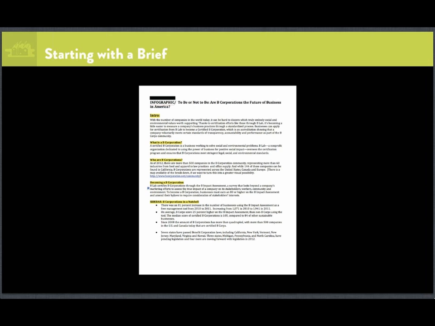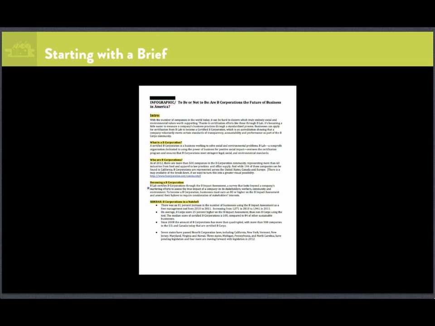Yeah. What we do with this is we make sure that we understand what the important parts are. And what you see here in this brief that the client's done very effectively is break it up into sections for us. There are a few different stories that are being told here, but they're all part of this bigger question, which is, are B corporations the future of business in America?